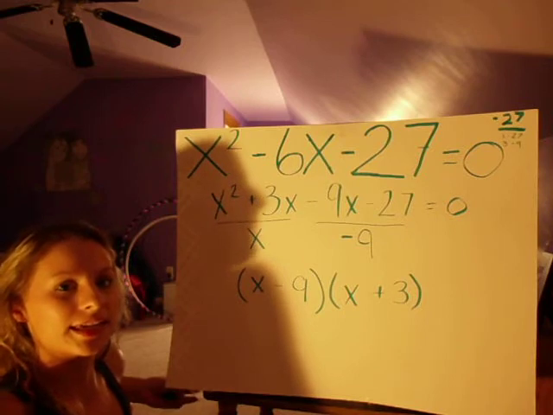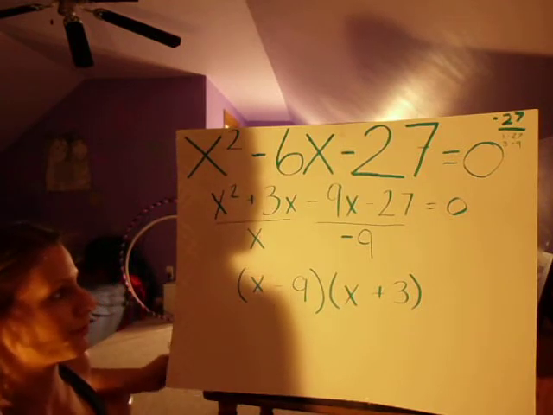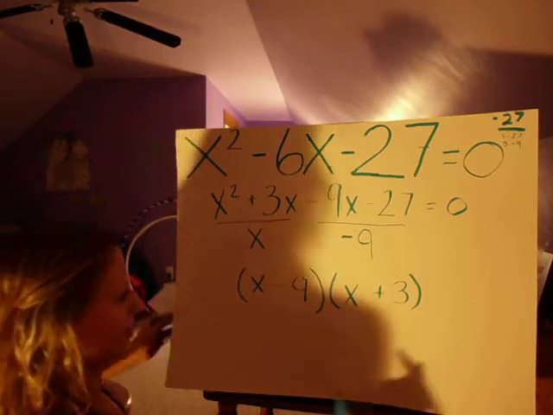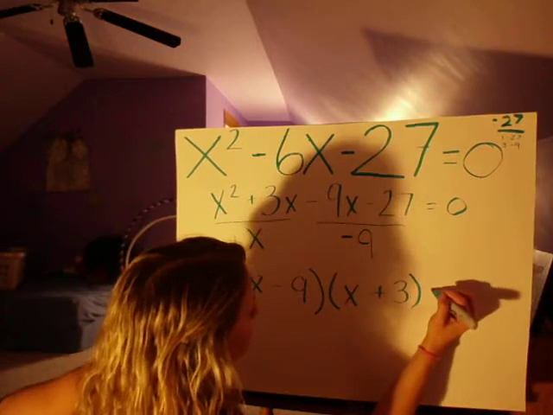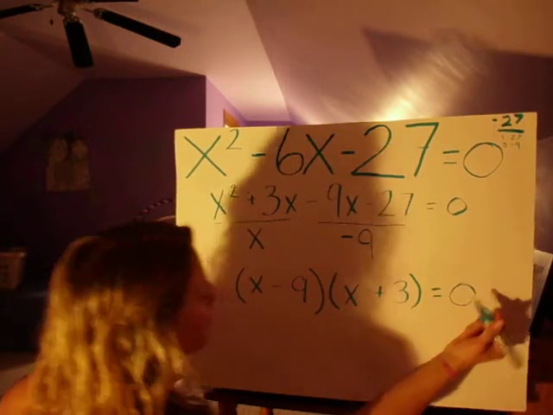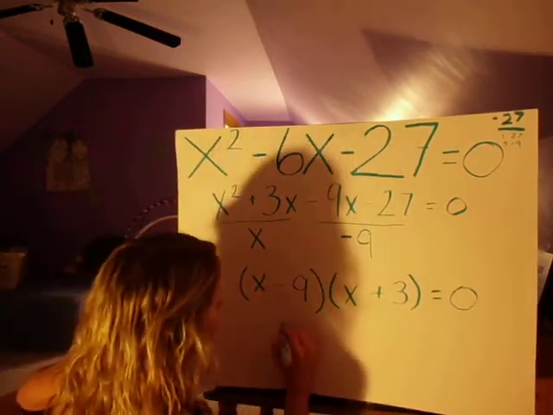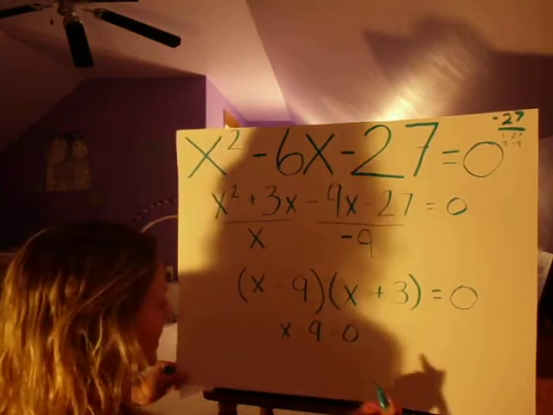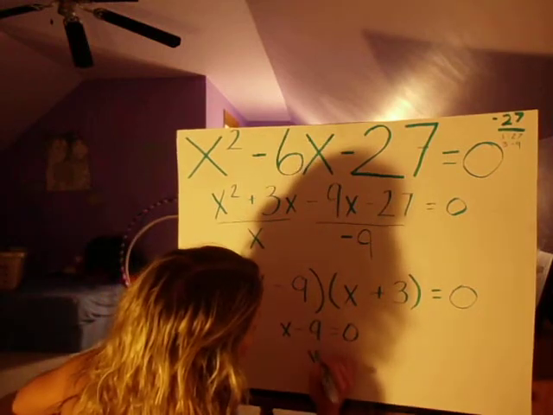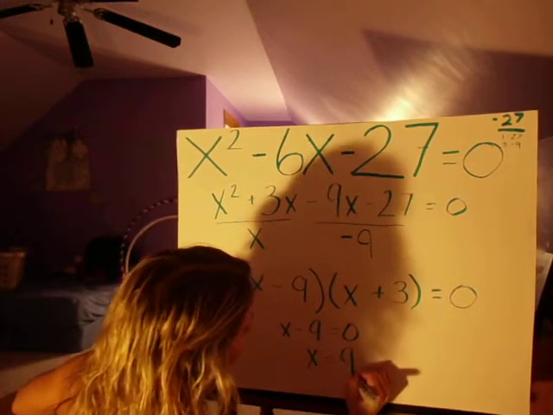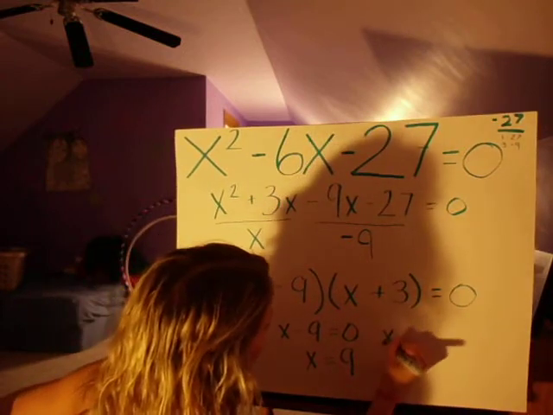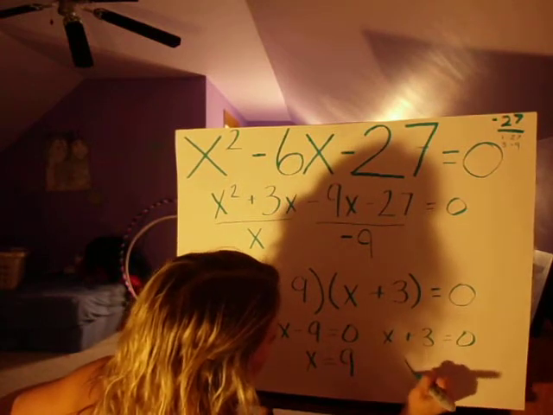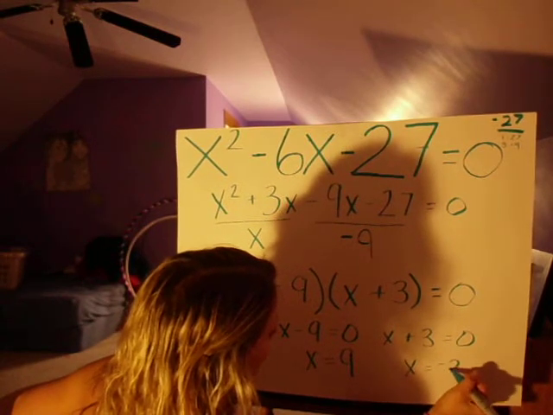If you practice it and take note of that, you will find a pattern if you do more problems like this. So then, the next step is to bring down your equals 0 right here. Okay, so you do x minus 9 equals 0. And that would make x equal to 9. Okay? And then x plus 3 equals 0. And that makes it x equals negative 3.